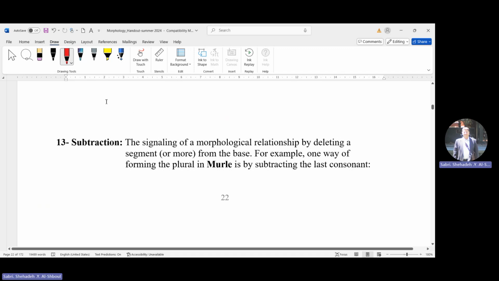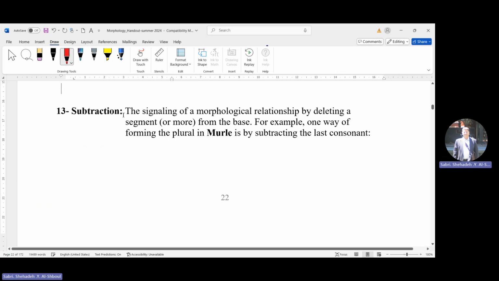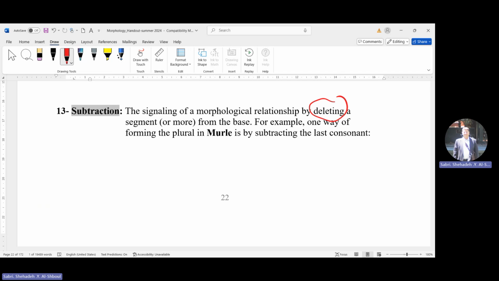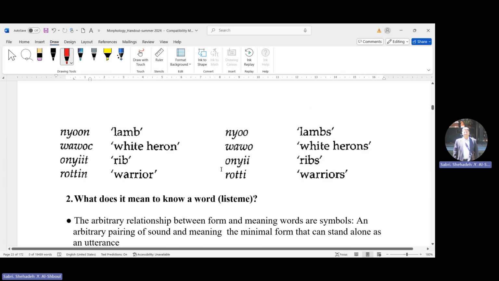Other ways of dealing with morphology is maybe called subtraction. In subtraction, we have a kind of signaling of a morphological relationship by deleting. So in Arabic and some similar languages, there is a kind of intervocalic changes. But in subtraction, we have deletion of a whole segment, as in a language called Murle, where we have the neon, for example, which is lamb.